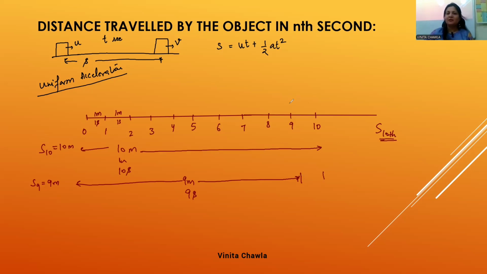This is the 10th second. The 10th second means starting from 9 seconds and going to 10 seconds. This is your 10th second. So what is the distance covered? It is 1 meter. How will you find the distance? It's S10 minus S9. Distance covered in 10 seconds is 10 meter and distance covered in 9 seconds is 9 meters. So we can simply subtract them and we'll get this.